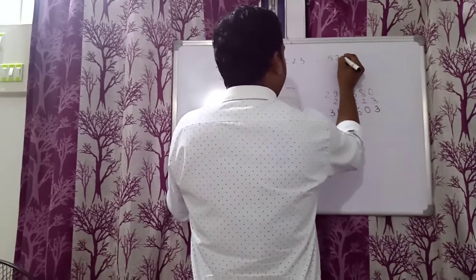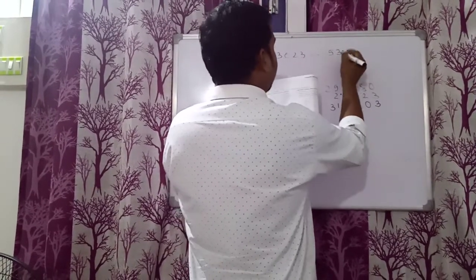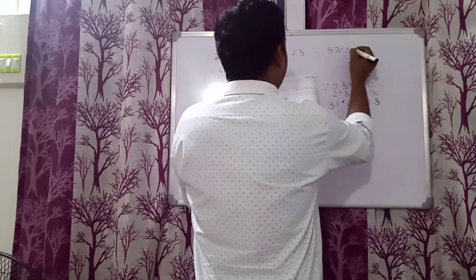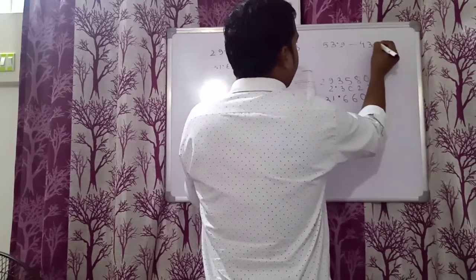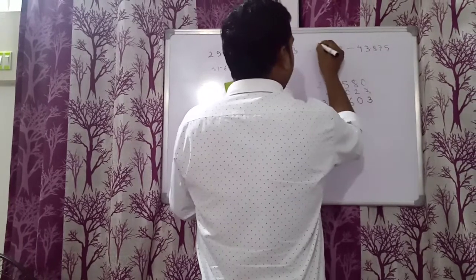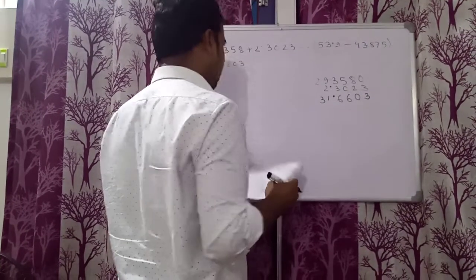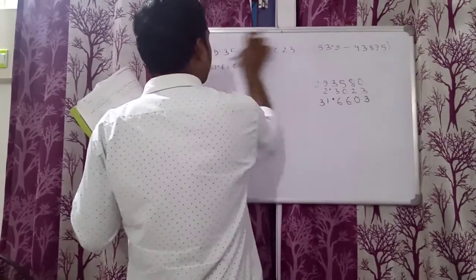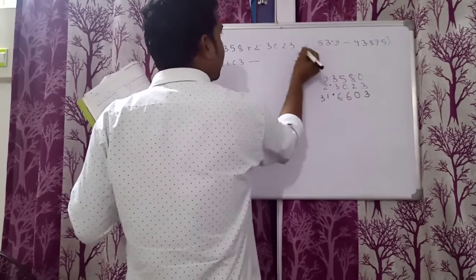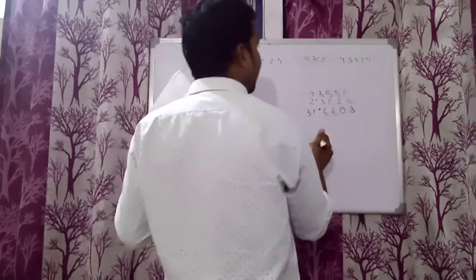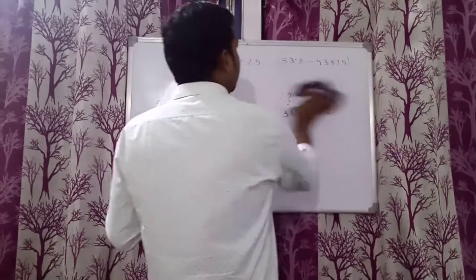Since 53 is greater, that's why I am writing 53 first. 53.9 minus 43.875. Then here you put one bracket. This portion is already over. Then here minus sign is there. This minus sign, that's why I put here the minus sign. Then subtract it.